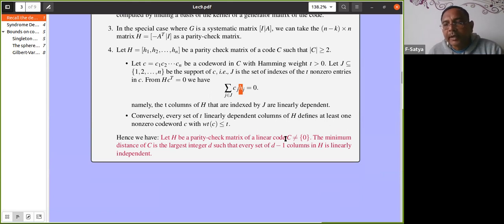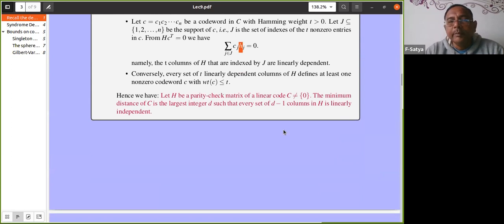Let H be a parity check matrix of a non-zero code. Then the minimum distance of C is the largest d such that every d minus one columns in H are linearly independent. If they are dependent, then I have a code word with that weight. Very simple, but very powerful. That's why I wrote it in pink. The minimum distance of the code is d, in fact, if and only if. And also this is the largest d. What is the meaning of that?